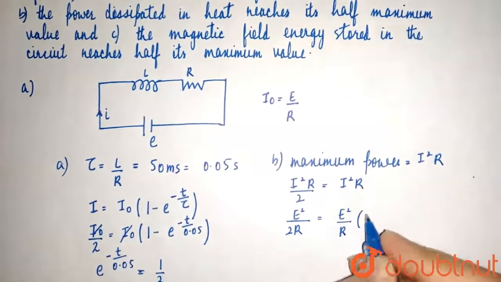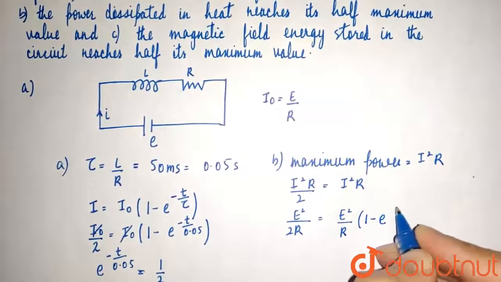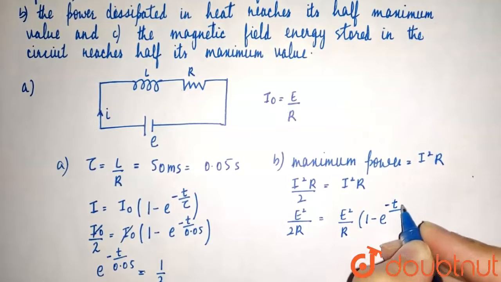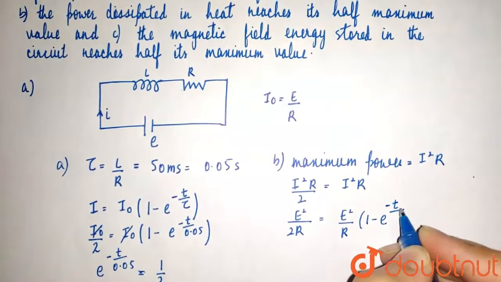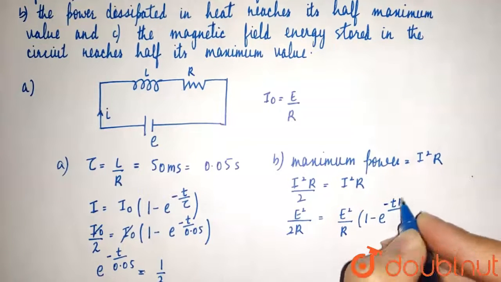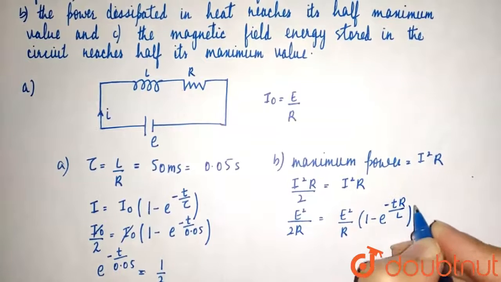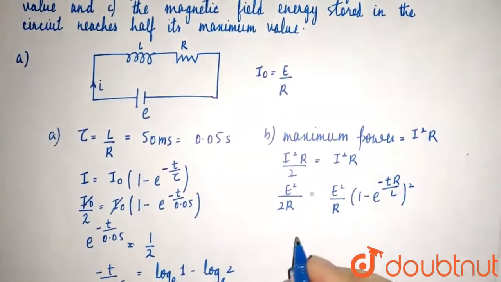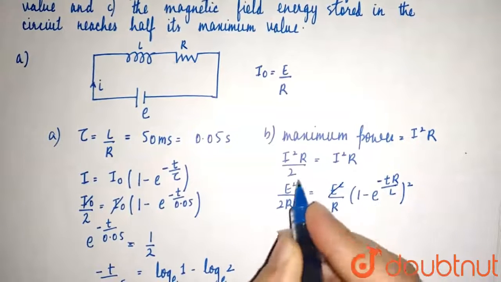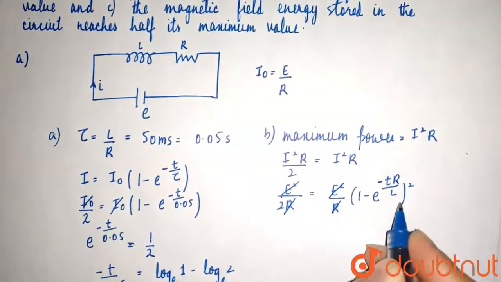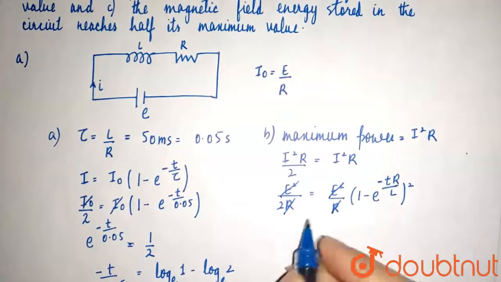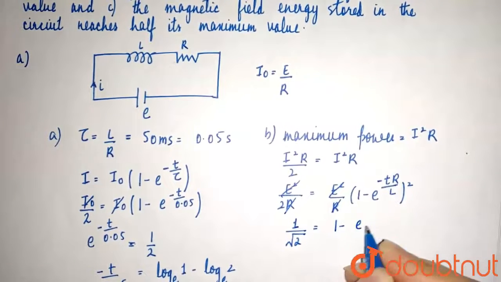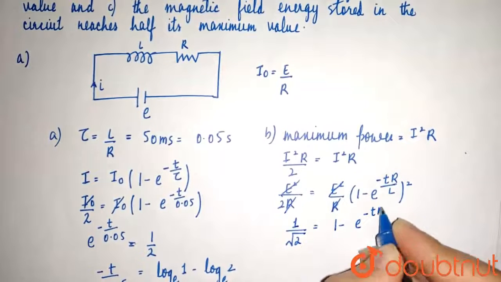So we'll get 1 minus e to the power minus t by tau, where tau is L by R. If it's in the denominator, we'll write R by L, whole squared. We're just squaring the current. After this, they cancel out. This square comes here and becomes 1 by root 2 is equal to 1 minus e to the power minus t by tau into R by L.